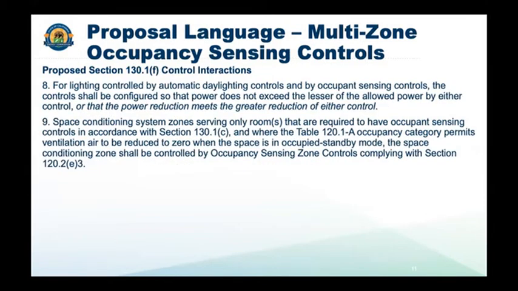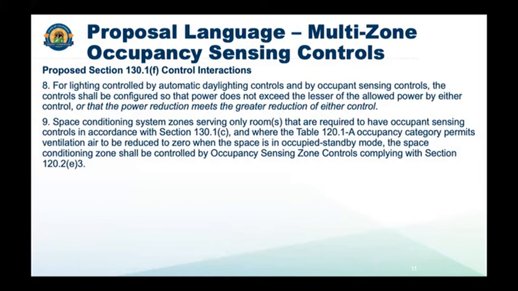Okay. And most likely in any large office space, there are some other lighting controls besides the proposed occupancy sensing controls. So this slide shows the proposed language for the control interactions. Number 8 is clarifying the relationship between daylighting controls and occupancy sensing controls. And number 9 is a clarification note for occupancy sensing for HVAC. I'll just touch upon it briefly.